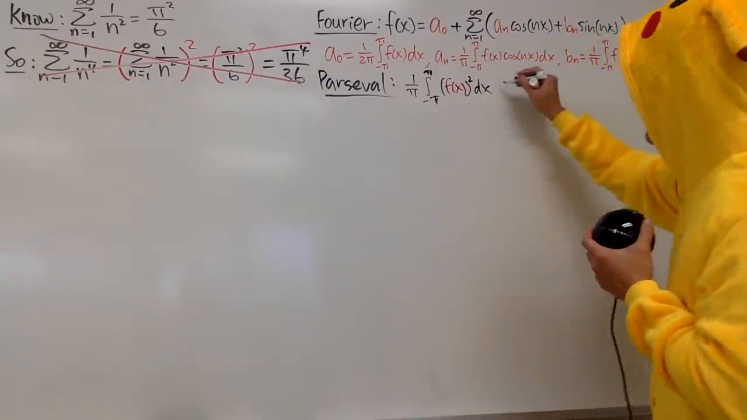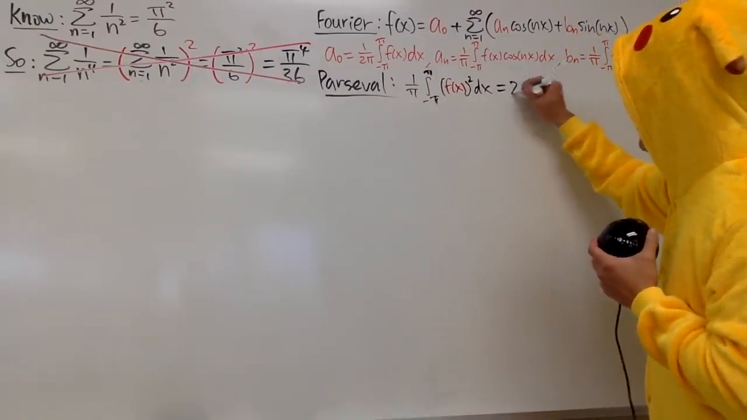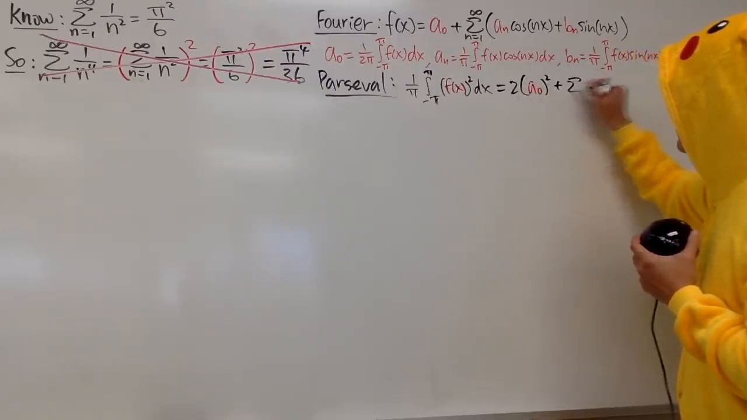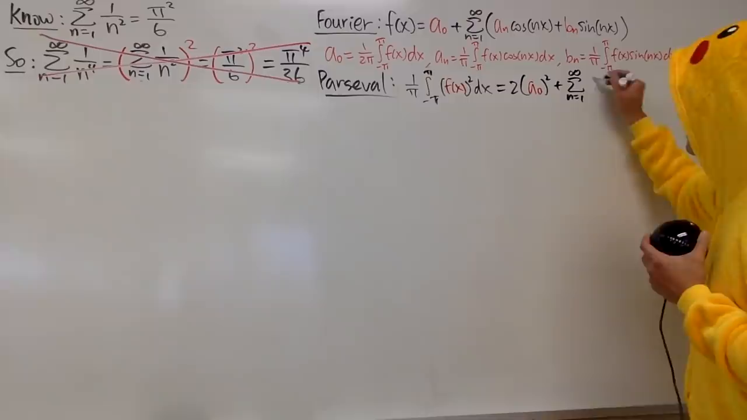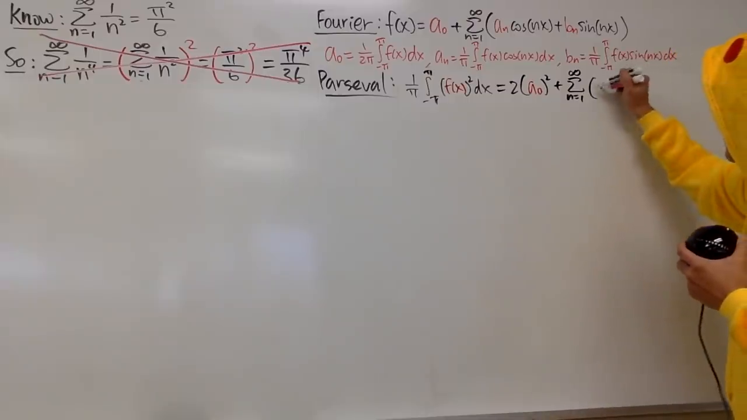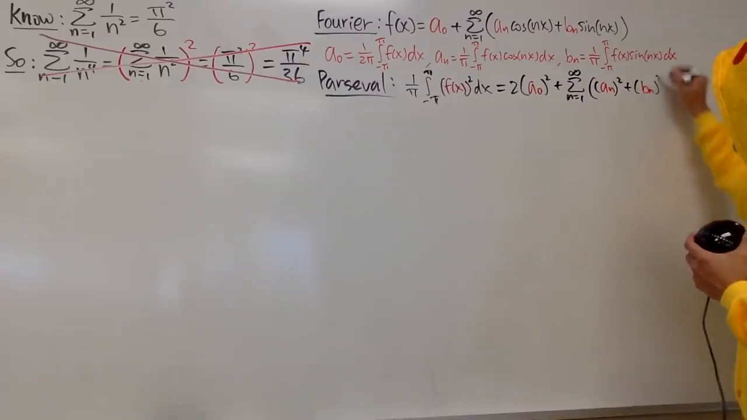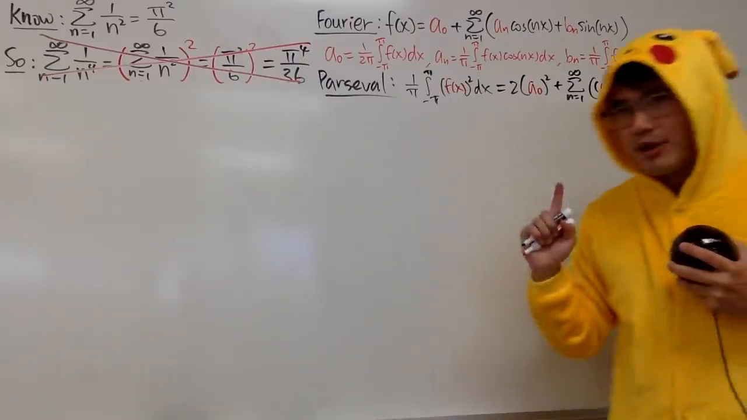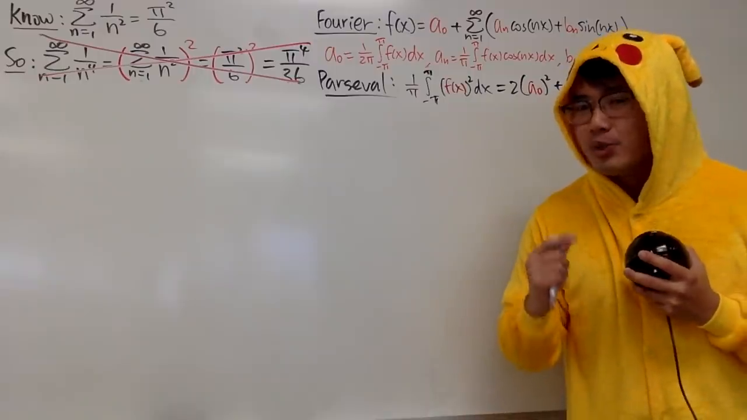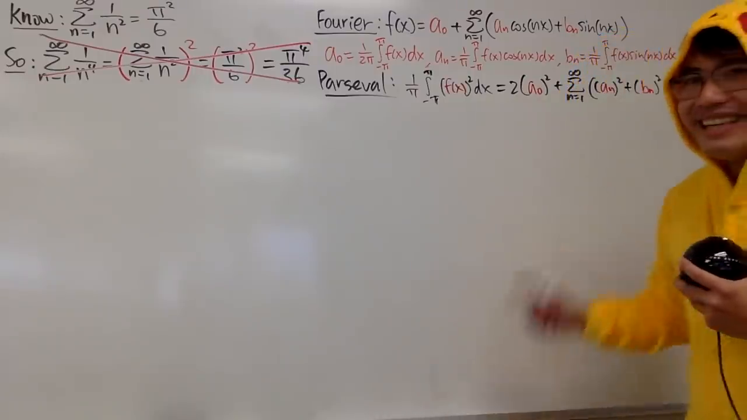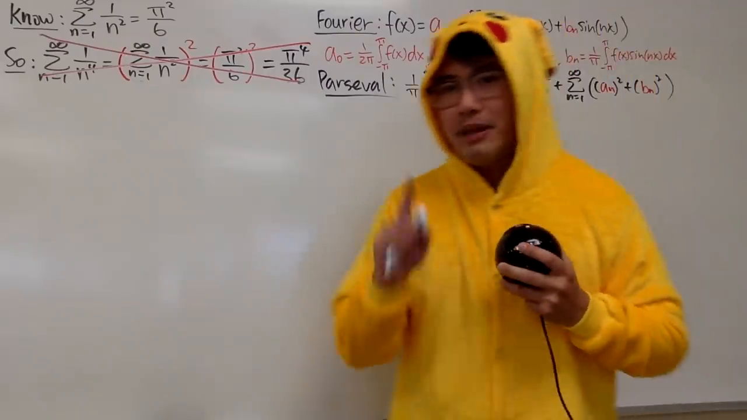And then, this is actually equal to the following. We take 2 times a0 squared, and we add this with the sum as n goes from 1 to infinity. And here we have an squared plus bn squared, like this. And this is going to be so cool. As long as we pick a good function to work with, we can actually get a really nice sum, you will see. And the function that we'll be using is x squared.